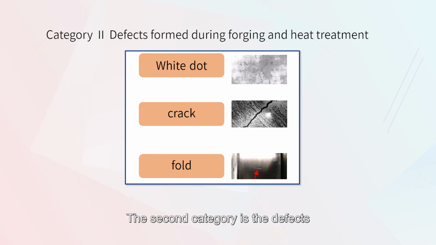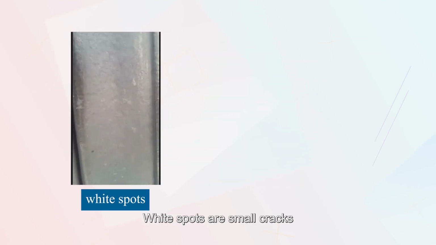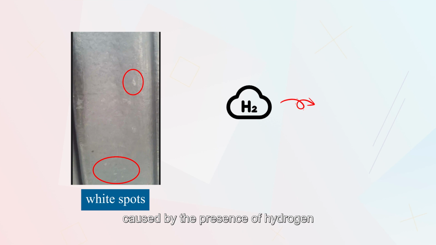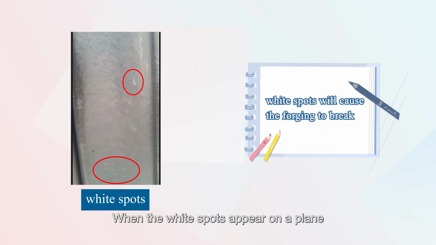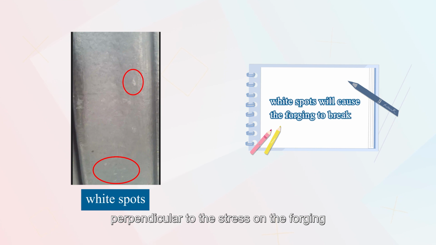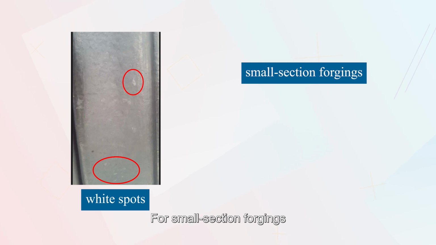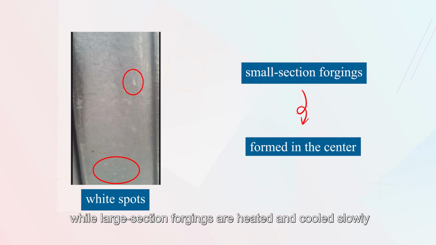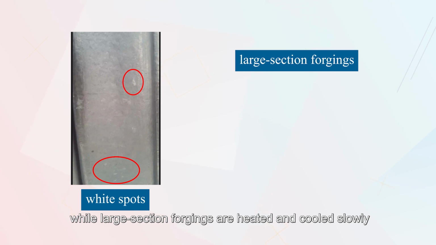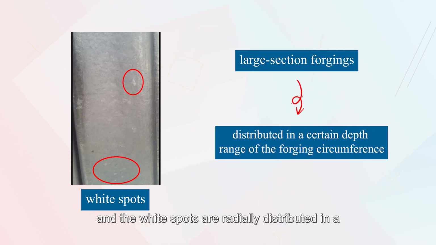The second category is the defects formed during the forging and heat treatment. White spots are small cracks caused by the presence of hydrogen. When the white spots appear on a plane perpendicular to the stress on the forging, it will cause the forging to break suddenly. The white spots are formed in different positions in the forgings. For small section forgings, they are generally formed in the center, while large section forgings are heated and cooled slowly, and the white spots are radially distributed in a certain depth range of the forging circumference.